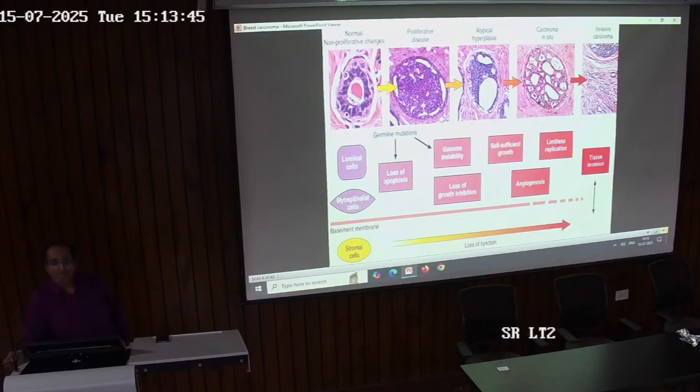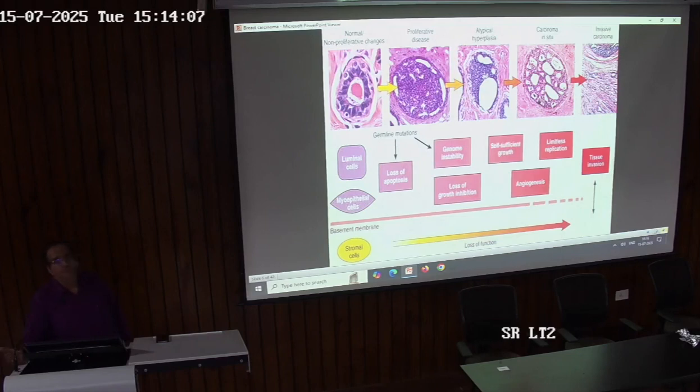Initially, it will transform into carcinoma in situ. Carcinoma in situ in TNM staging is always written as TIS. That means carcinoma in situ. You can't visualize it by eye, and clinically you can't palpate the lesion, but at the microscopic level, there is carcinoma. That is carcinoma in situ.